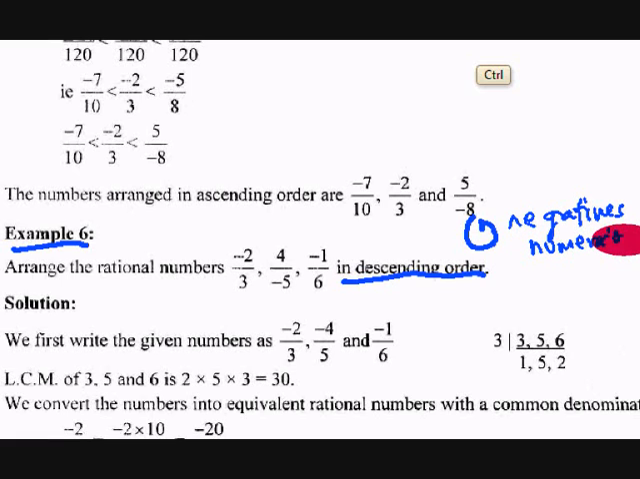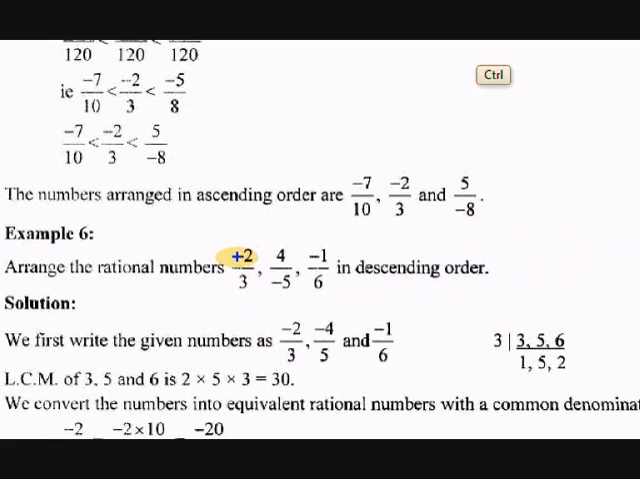Then find the common denominator, LCM, least common multiple. The negative sign is in the top, no problem. If the negative sign is in the denominator, we multiply by -1 on both numerator and denominator. So we get -4 by 5. Here the negative sign is in the top, so no problem. This is the first step, rewriting this thing.